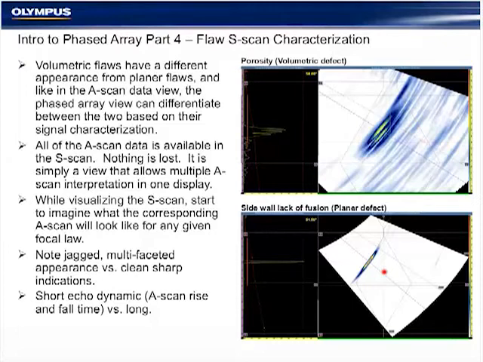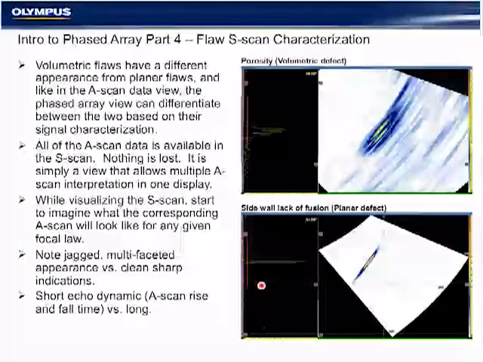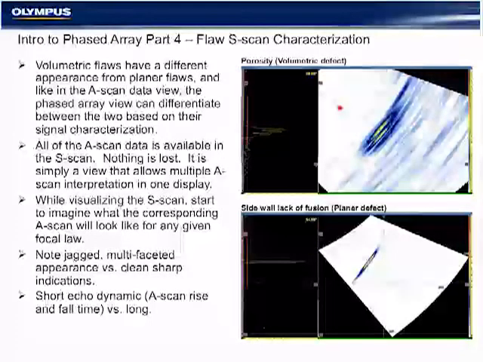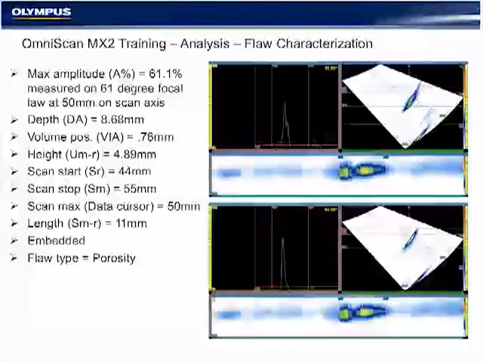For these characterizations to work well and to be able to analyze with confidence, we also need to ensure that we have a good, proper calibration with TCG. Without a TCG, one part of the S-scan is going to be too high of amplitude and the other part too low. So it's very important for characterization that we equalize the amplitude.